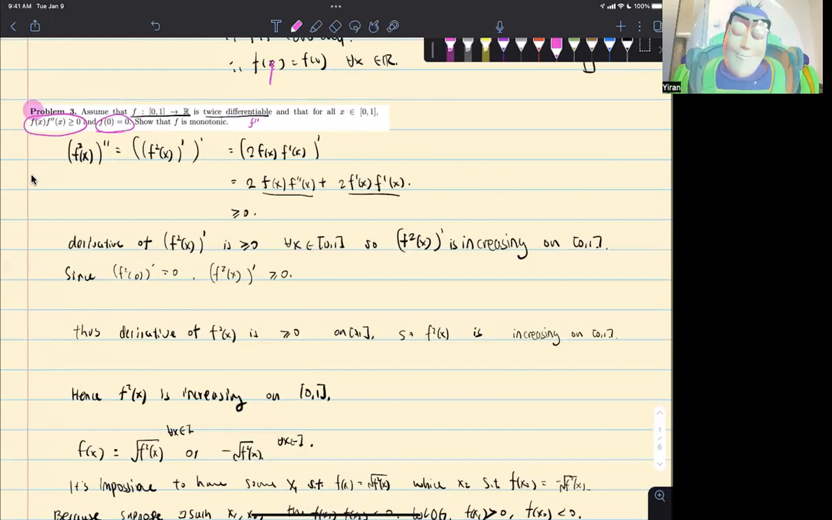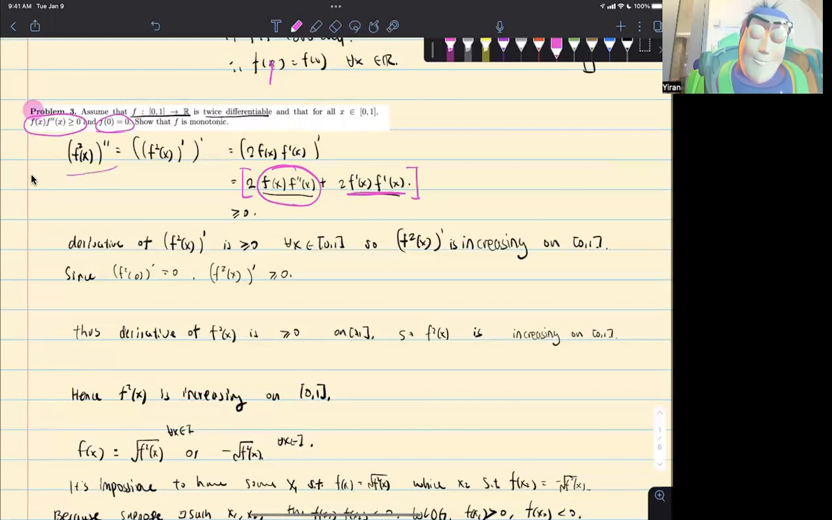So let's notice the observation that the second derivative of f squared is equal to this expression. And notice that this is exactly the same as the expression given in the condition. So we know this is larger or equal than 0. And we know this is squared, right? So this must be larger or equal than 0. Therefore, we have the second derivative of f squared of x is larger or equal than 0.